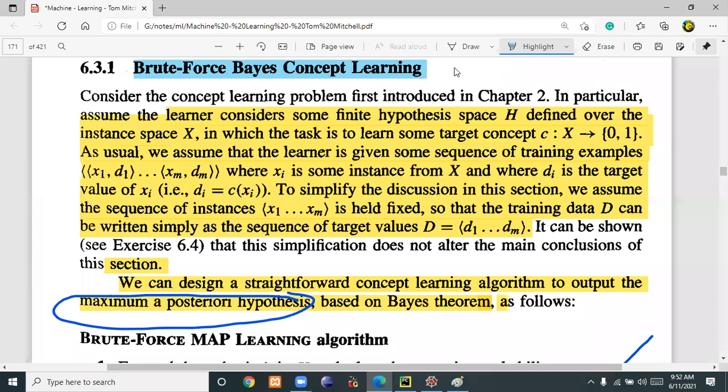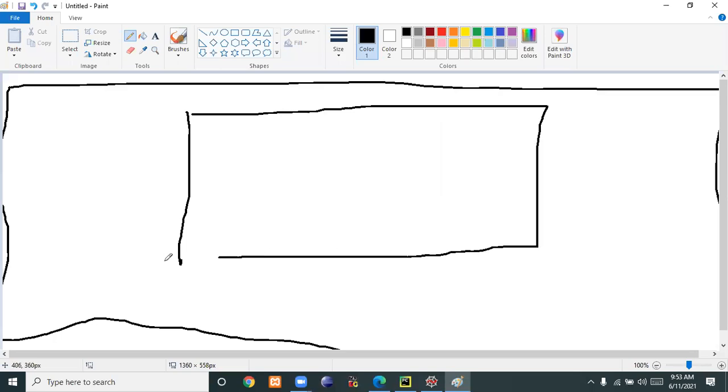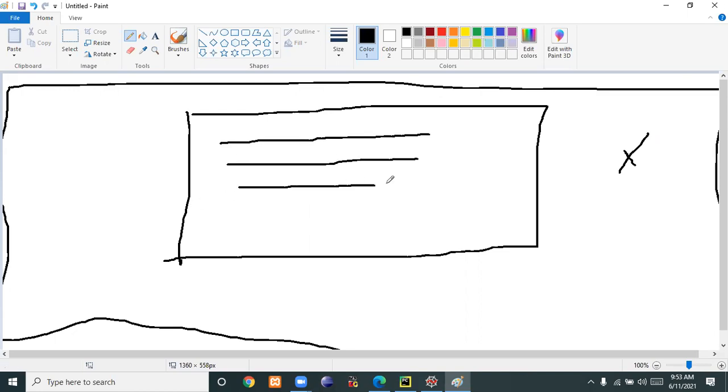Assume the learner considers some finite hypothesis space H defined over the instances X, in which the task is to learn some target concept C. The target concept C: capital X tends to 0 comma 1. So what the diagram shows is you have the set capital X. Capital X is nothing but all the instances. For all the instances, you can call it capital X. And here you are going to calculate the target concept, that is yes or no.